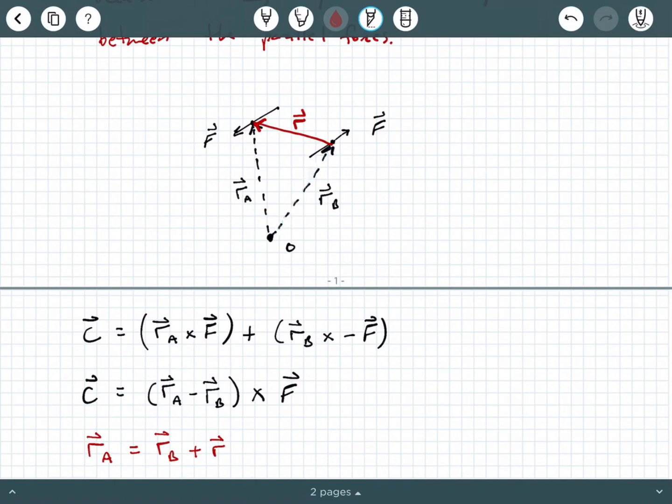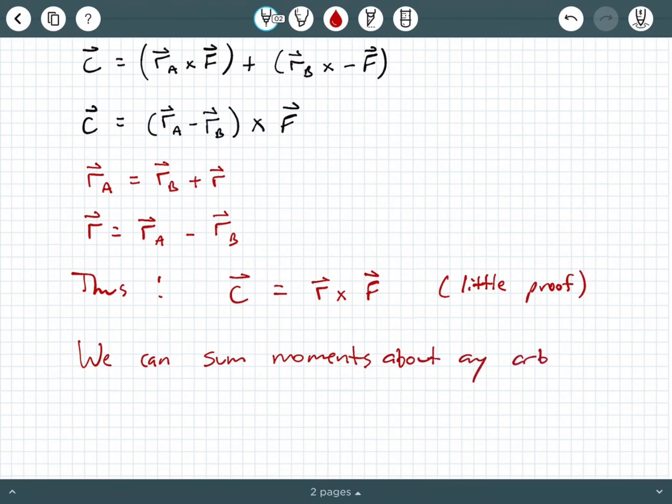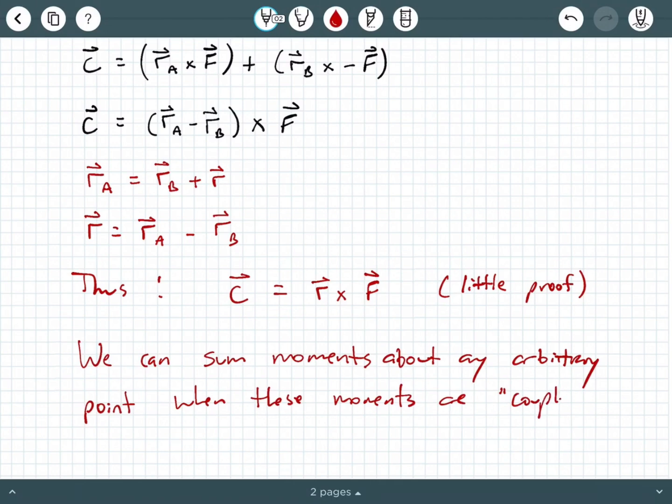So the cool thing about this is because of this property, we can sum moments about any arbitrary point when these moments are couple moments. And we'll kind of see this illustrated in an example soon.